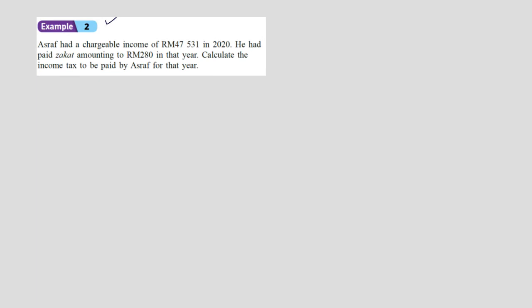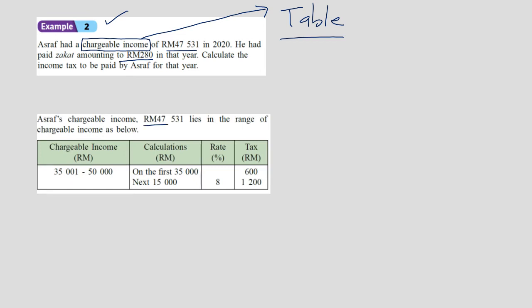Okay, let's see example 2. Ashraf had a chargeable income of this one, and then he had paid zakat amounting to this one. Calculate the income tax to be paid by Ashraf that year. So the chargeable income is already calculated. This is the one that you will refer to the table, because this one is already calculated. So in the table, 47,531 is in this row, in the range between 35,000 to 50,000.